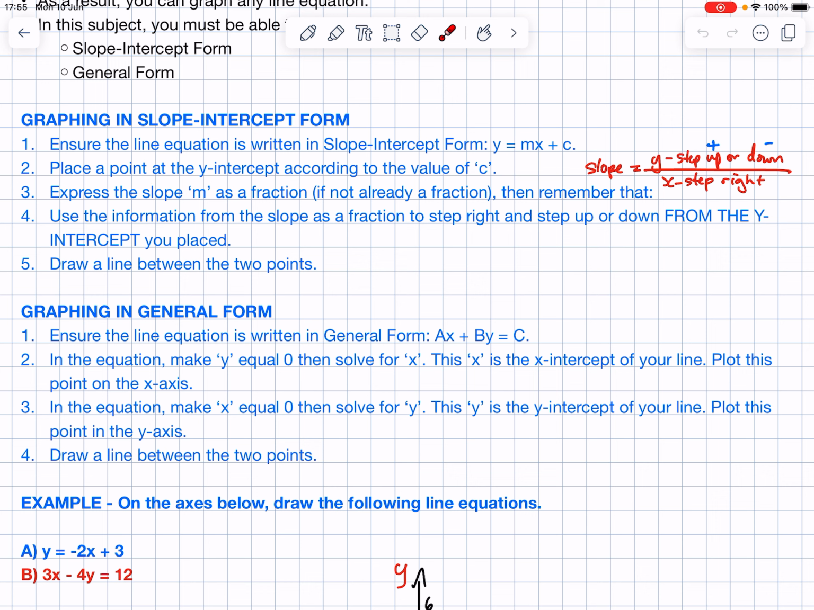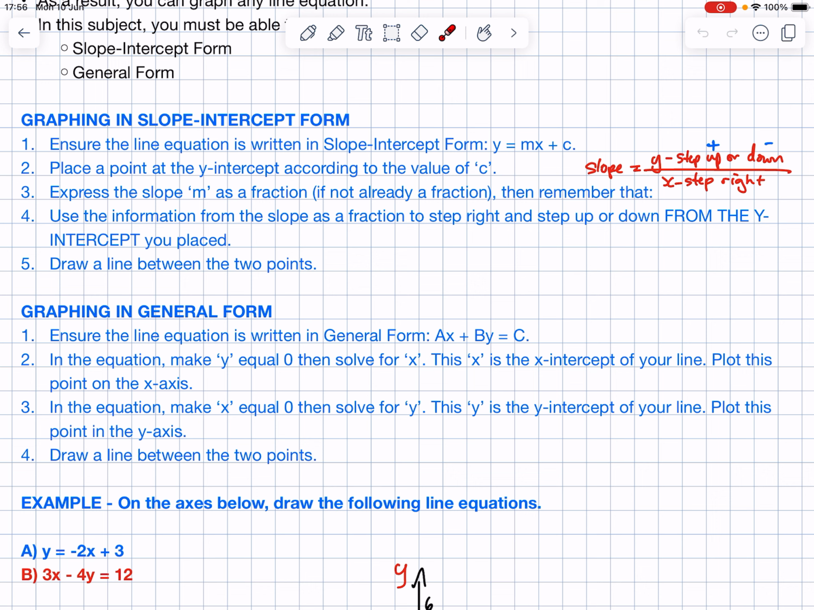On the y-axis, whatever this number is, it could be positive or could be negative, you'll place a dot on the y-axis according to whatever that is. Step 3, make sure that you write the slope, m, the number in front of x, as a fraction, if it's not already a fraction. Then remember that the slope is equal to the y step, up when it's positive or down when it's negative, over the x step to the right.